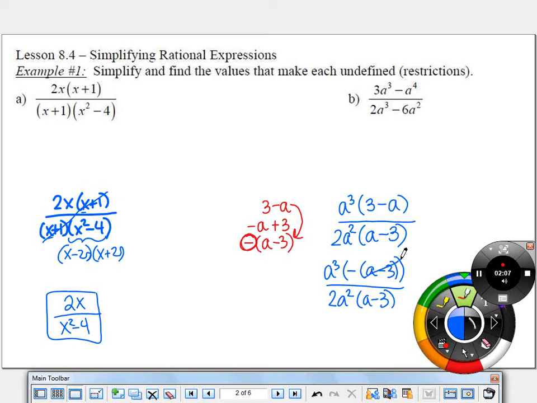And I have my 2a squared and a minus 3. So the a minus 3's can now cancel. Don't forget that you have this negative factor here, like a negative 1. A squared can cancel all but one of the powers of a. So I have negative a over 2 once I'm done simplifying this expression.